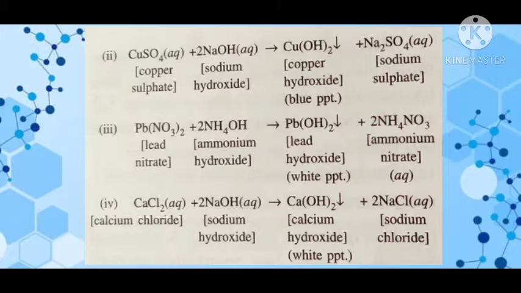Third reaction. Aqueous solution of lead nitrate, when it reacts with ammonium hydroxide solution, gives a white colored precipitate of lead hydroxide in the ammonium nitrate solution. The chemical equation can be written as Pb(NO3)2 plus 2NH4OH gives Pb(OH)2 plus 2NH4NO3.